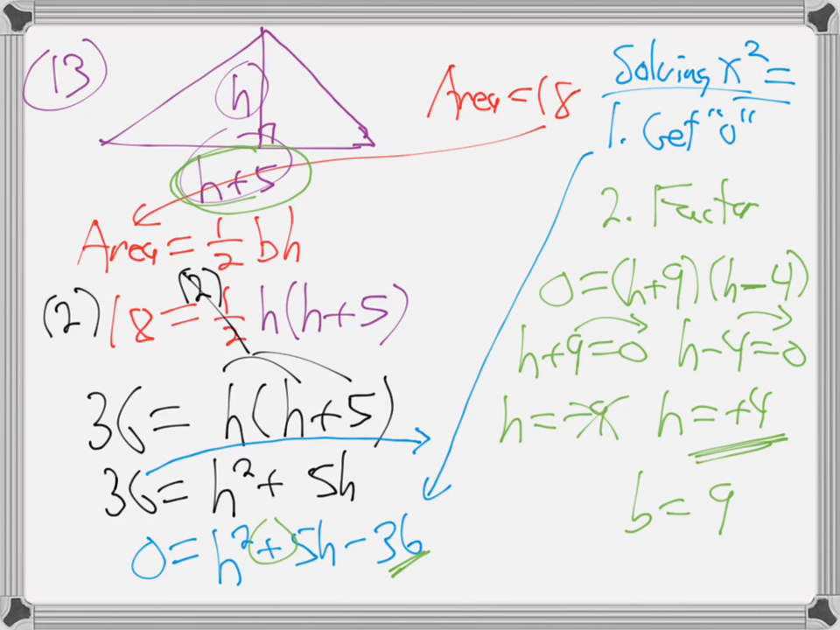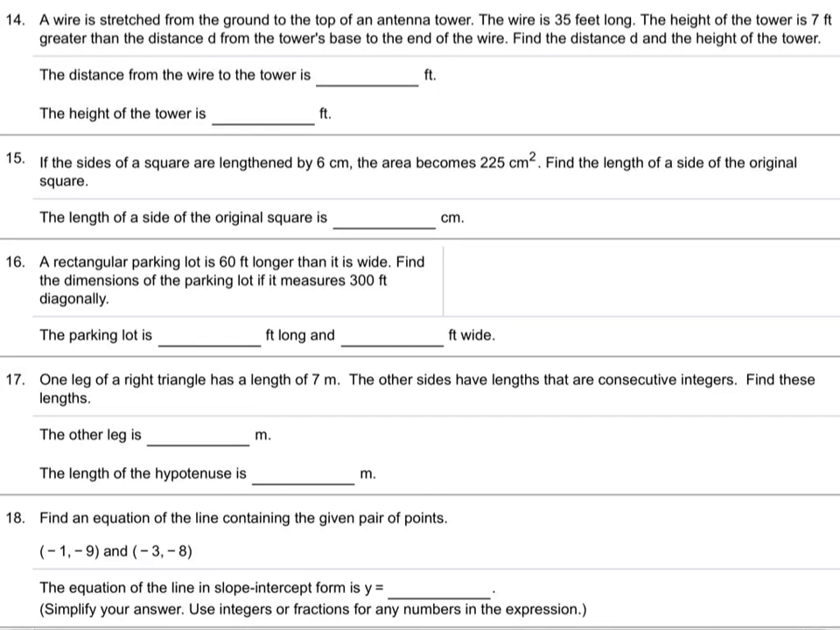Questions on that one? A wire is stretched from the ground to the top of an antenna tower. The wire is 35 feet long. The height of the tower is 7 feet greater than the distance d from the tower's base to the end of the wire. Find the distance d and the height of the tower. Wow, that's tricky to follow, huh? So let me show you.